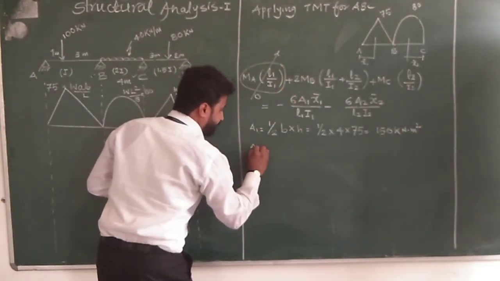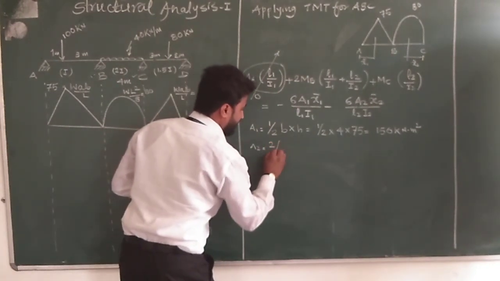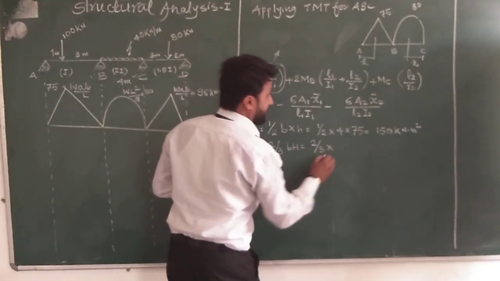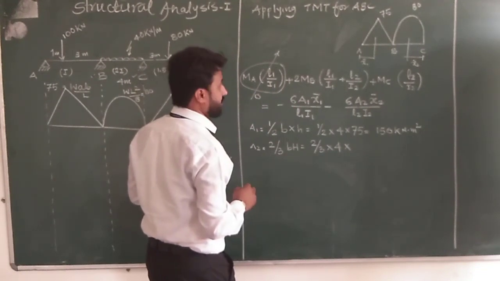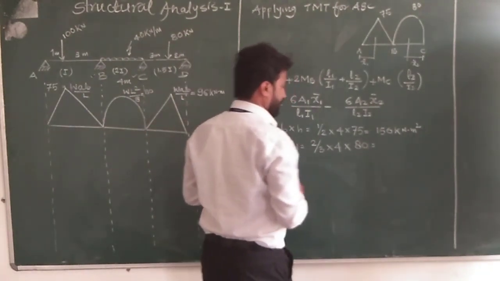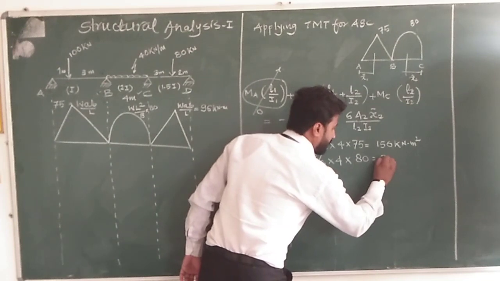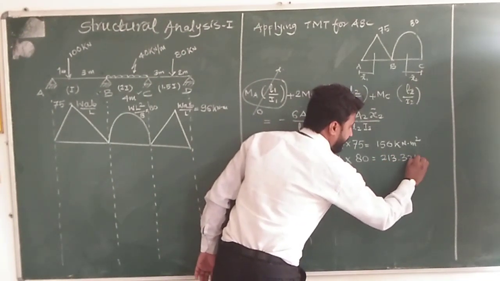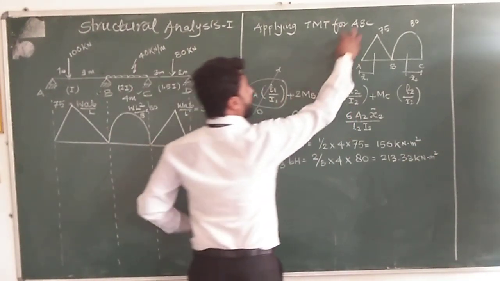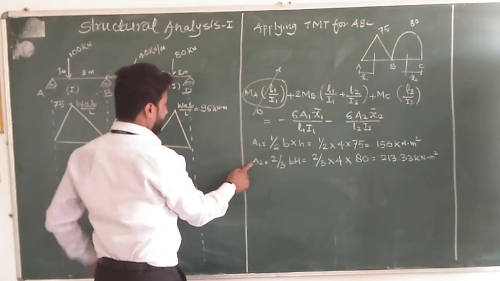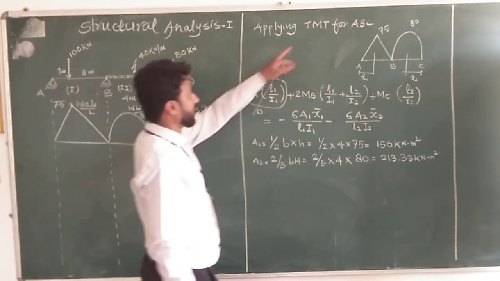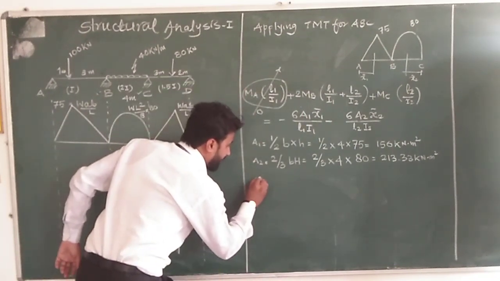Okay. Now area 2 is a parabolic shape, so this is 2/3 B into H. So 2/3, base is 4, and the value of H is 80. So this is equal to 213.33 kilonewton meter square. Okay. As we are only taking this ABC span, we will not calculate area 3. This area 3 we will calculate when we apply the three moment theorem for the second time. Okay. Now we will calculate x1 bar.